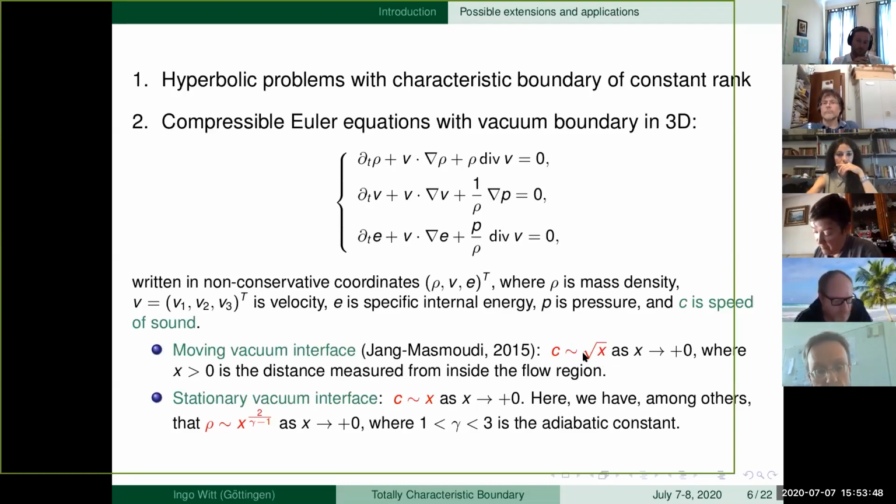Actually, we are interested more in a situation where one has a stationary, a non-moving vacuum interface, where c behaves like x. So this seems to be still in the framework of Sobolev spaces. Looking more carefully, that is not true. The density behaves like x to the 2 over gamma minus 1, where gamma is the adiabatic constant. So in most cases, this is not an integer, and one can also easily produce examples in applications where one has log terms. Therefore, we just decided to treat the more general case.